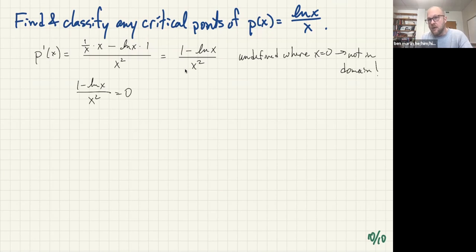If a fraction is equal to 0, it's always the top that made it equal to 0. So 1 minus log x equals 0.